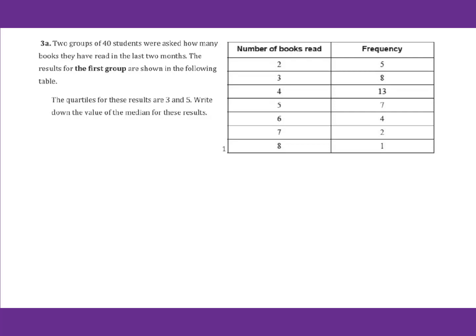If you are given a table and you're looking for the median, remember you have to do CF, cumulative frequency. This is 5, 13, you're adding. 13 plus 13, that's 26, 33, 37, 39, and 40. So this 40, you divide by 2, that's 20, which will be the median position. Check where 20 is. This is from the 14th to 26th. Therefore, 4 will be the median.